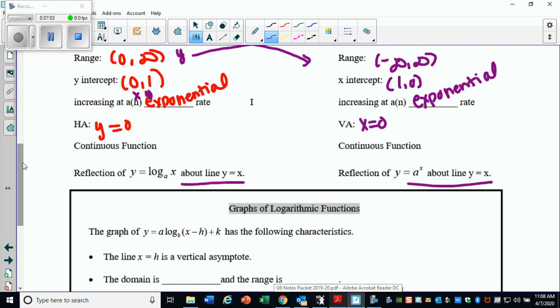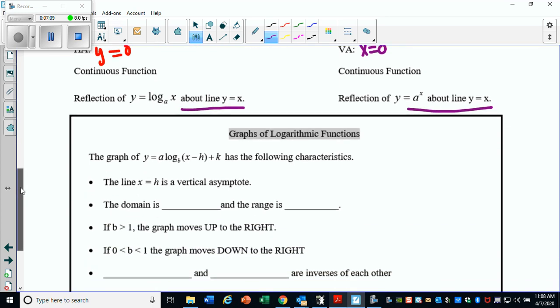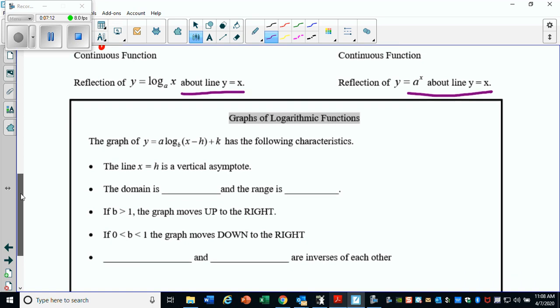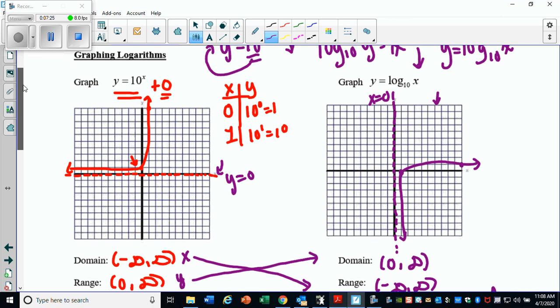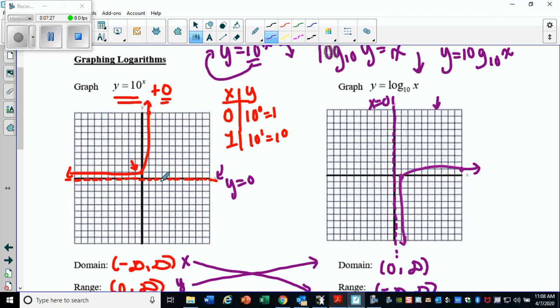Okay, so let's see how exactly we're going to graph logarithmic functions. They're going to be very similar to what you have already done. They're basically nothing new. We're just adding a log instead of having our exponential base. The difference here is that with exponential functions, we had a horizontal asymptote. With logarithmic functions, we have a vertical asymptote.